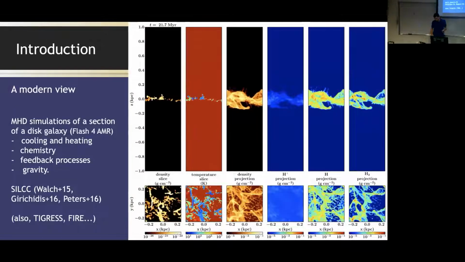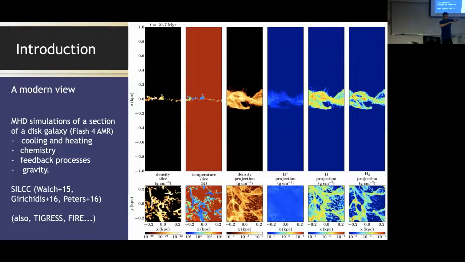A more modern view of this same process, or generally the three-phase interstellar medium, is what we'll look at now: this amazing suite of simulations called SILCC by Walch and collaborators. These are MHD simulations where they have cooling and heating, all these cooling and heating processes I mentioned, as well as on-the-fly chemistry, formation of molecular hydrogen, CO, and some other molecules. All these feedback processes, namely supernova, and of course gravity.